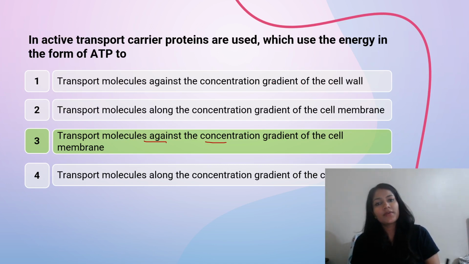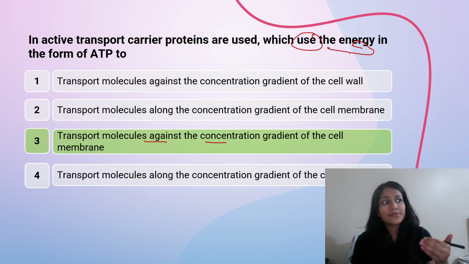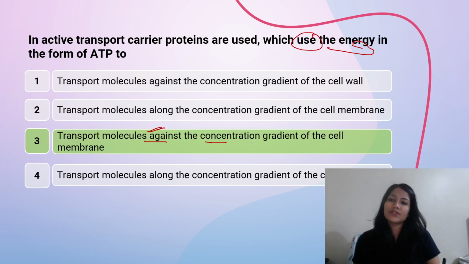Why is it going to use the energy? Energy is used because there is uphill transport. There is something that is against nature's law, which means the transport of molecules against the concentration gradient.